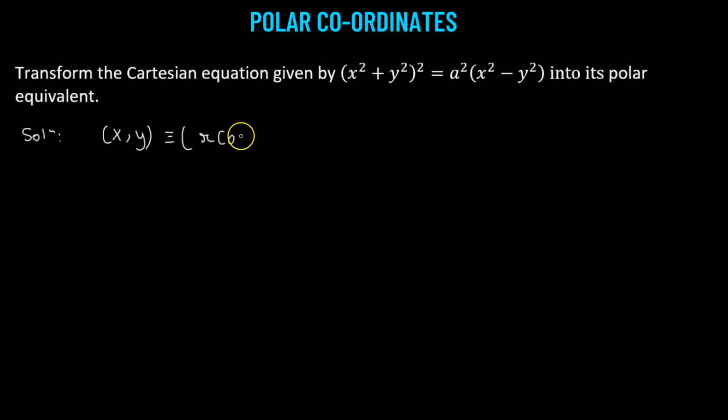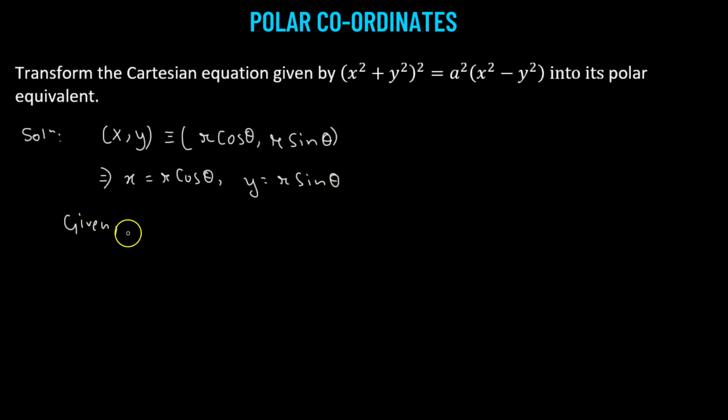by r times cosine theta comma r times sine theta. So that means this simply implies that the value of x is r cosine theta and the value of y is r sine theta. Now coming to our equation, we are given (x squared plus y squared) whole squared equals to a squared. So a is a constant here, multiplied to (x squared minus y squared). So this is the equation, which is a Cartesian equation, and we need to convert it to its polar equivalent.